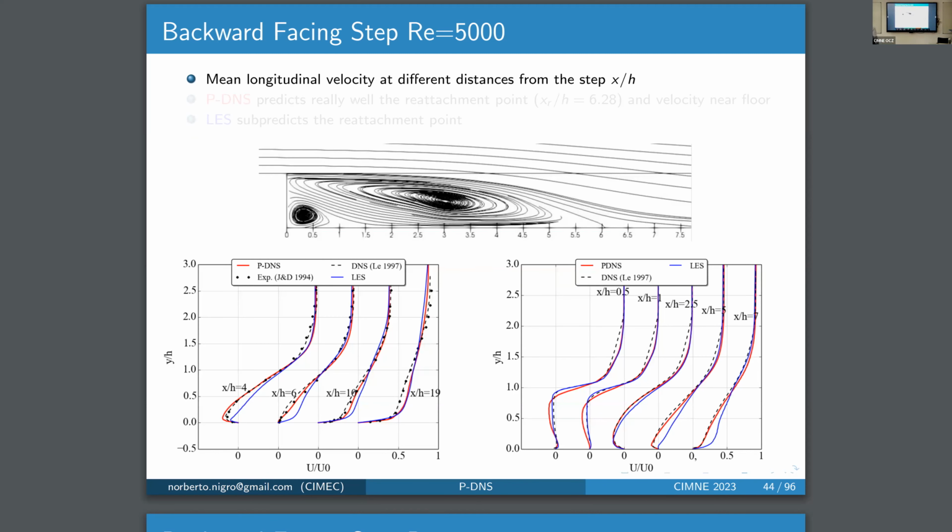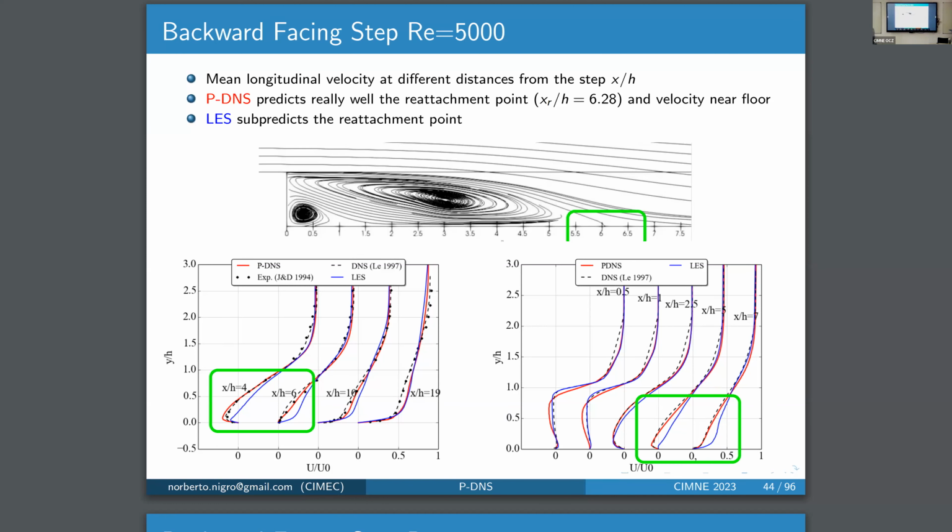And this is how the result looks. In red pDNS, in black the reference, in blue the LES. Here you have the difference. You have to know the difference here disappears, the difference between pDNS and LES. But at these stations, the problem is very important. Here you have the cause, the reason for the different reattachment length.